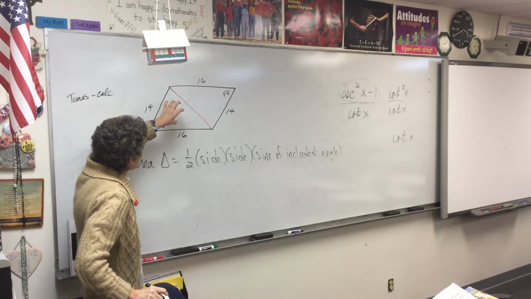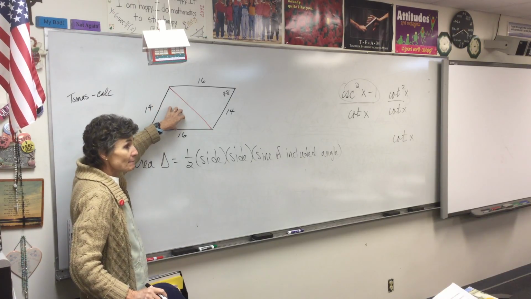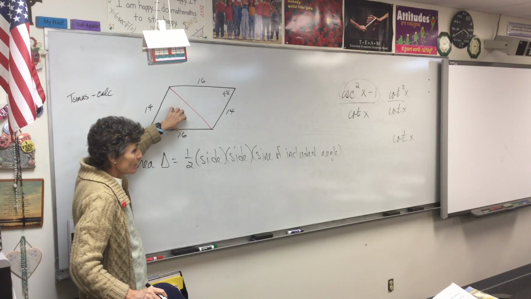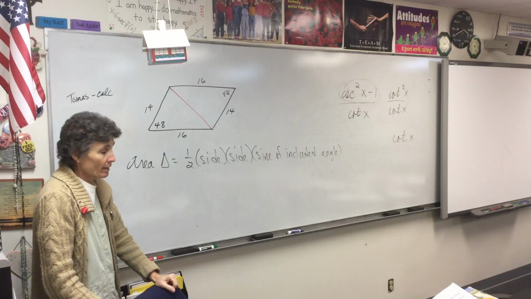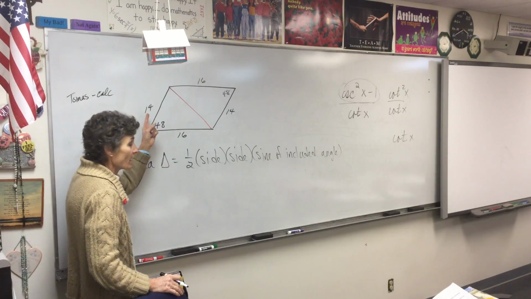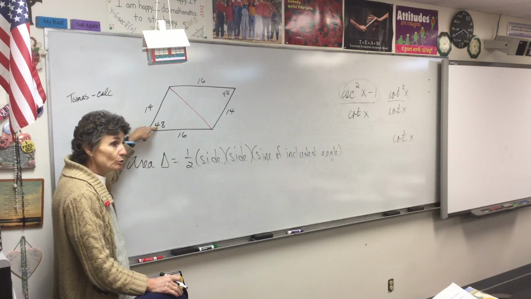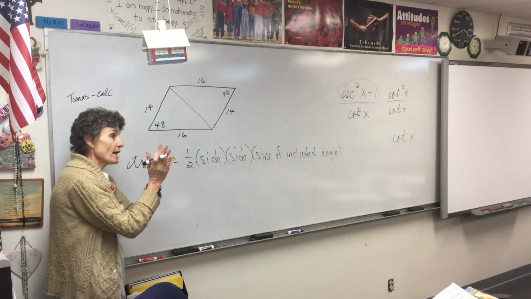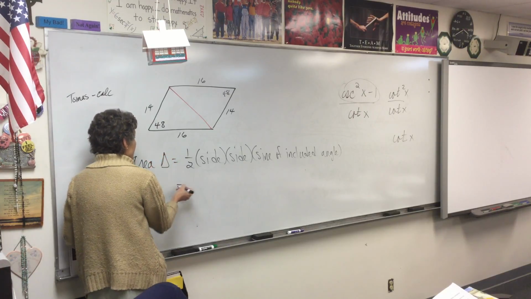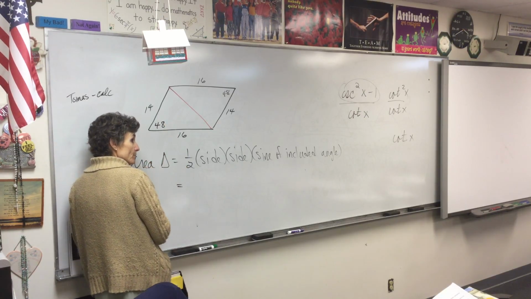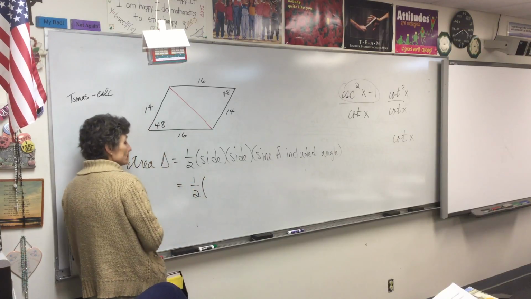So if I find the area of this one and times it by 2, I should have the area of the whole parallelogram. Would you agree with that? Yeah. All right, so let's do it. Look what I've got. 2 sides and the included angle. The included angle is the angle that's between the 2 sides. So the area of this triangle, very simply, is 1/2, what?